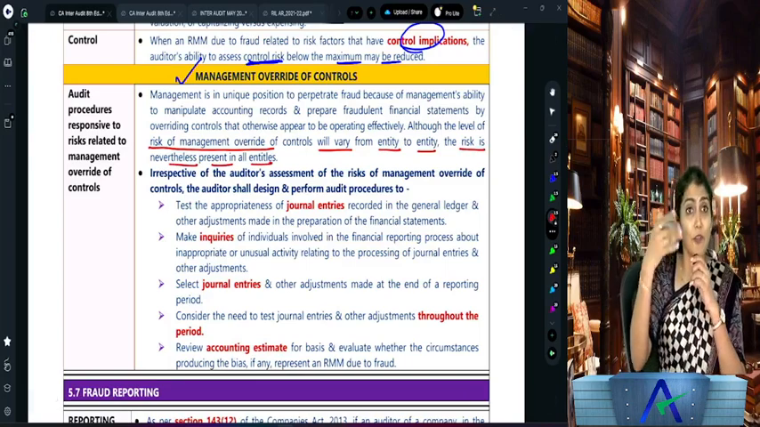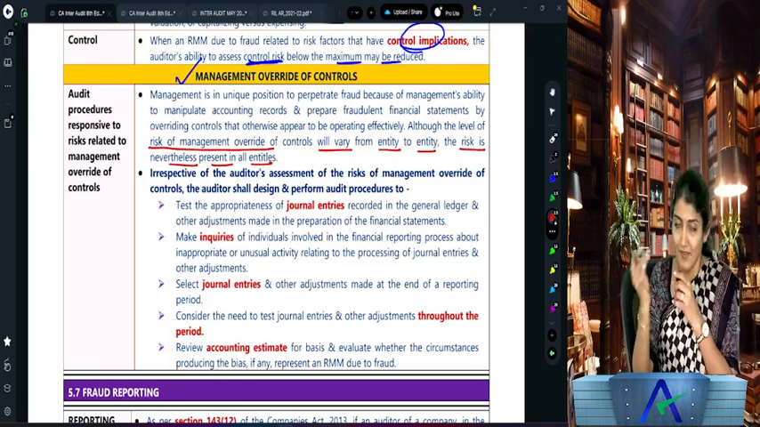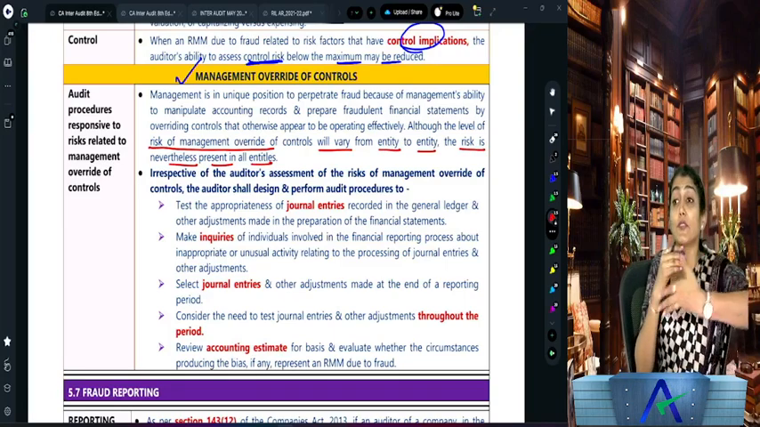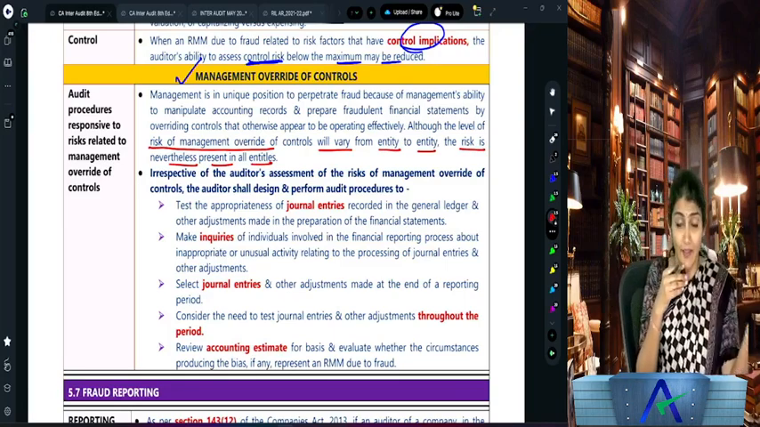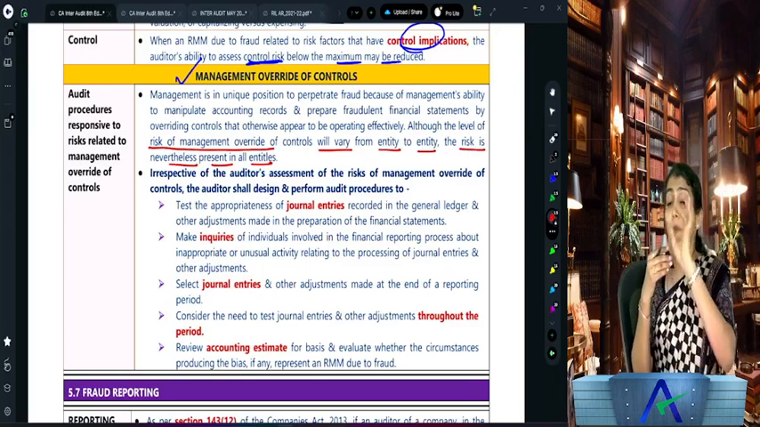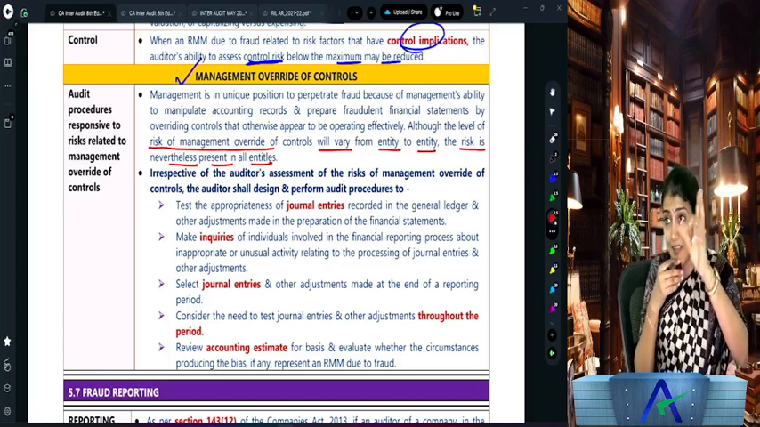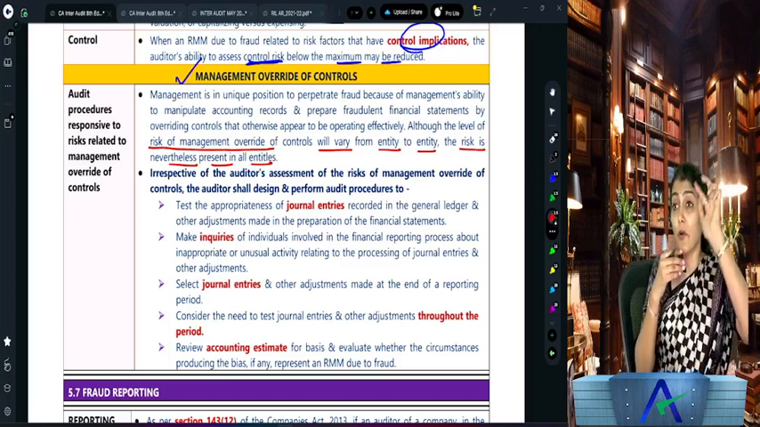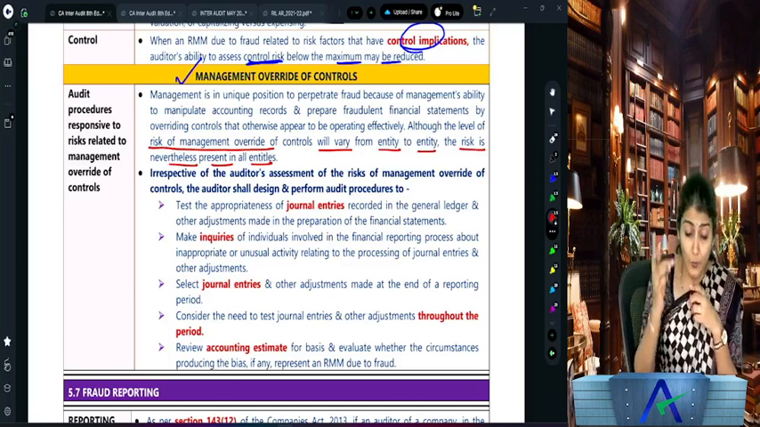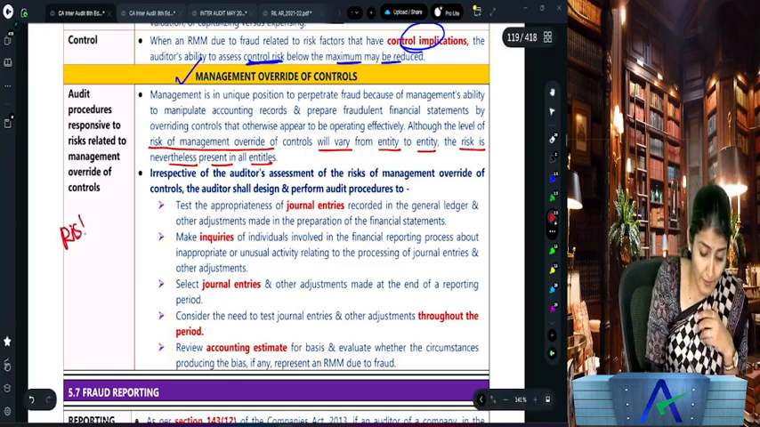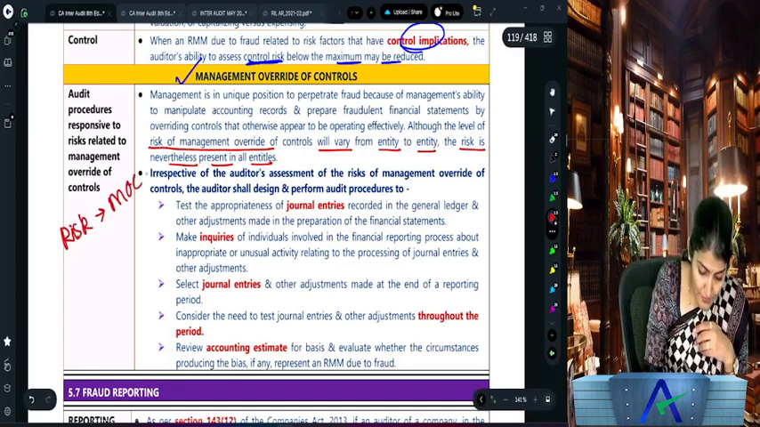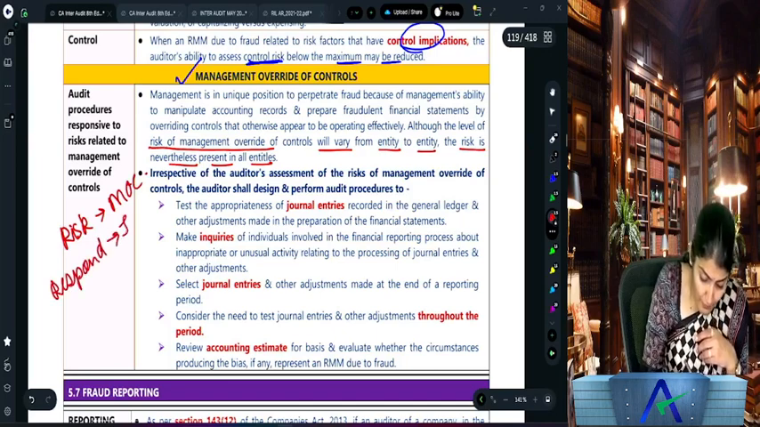So again, is it a presumed fraud risk? Yes. In some companies, risk that management might override the control, very high. Some companies, risk that management may override the control, very less. But will that risk be there in every audit? Yes, that risk will be there in every audit. Okay, right? So now what we know, whenever we identify a risk, next what we need to do is respond to that risk. And how do you respond to the risk of MOC? By doing the journal entries testing.